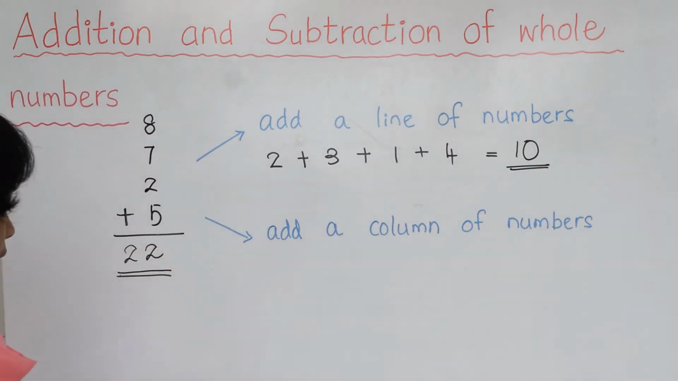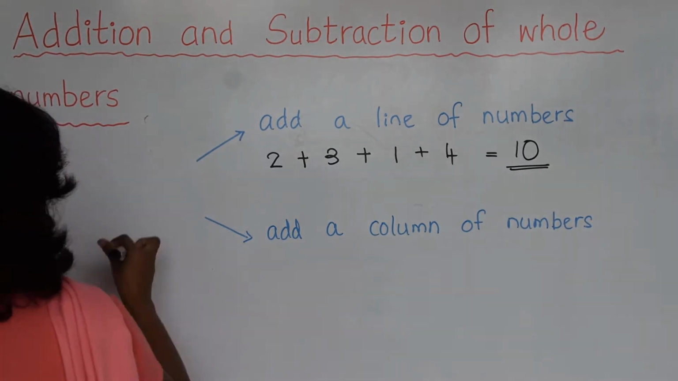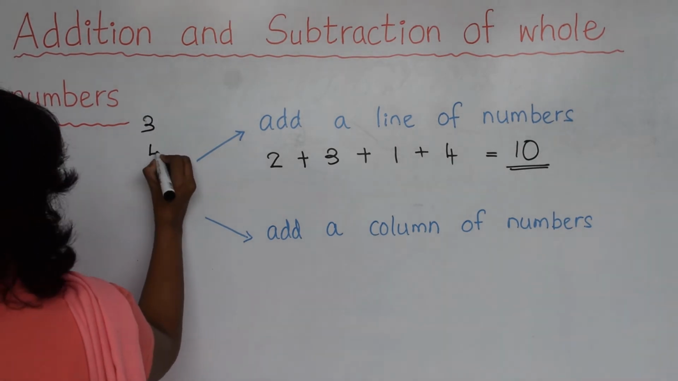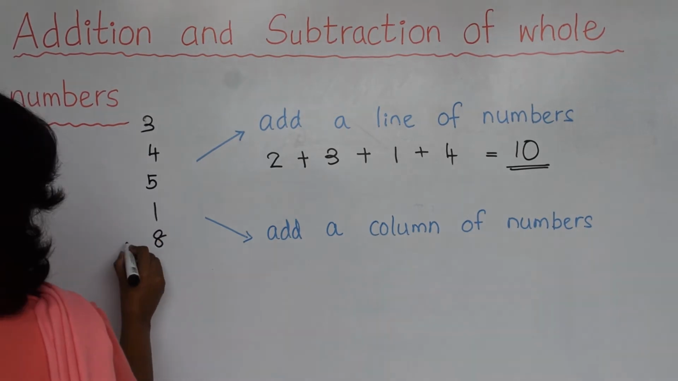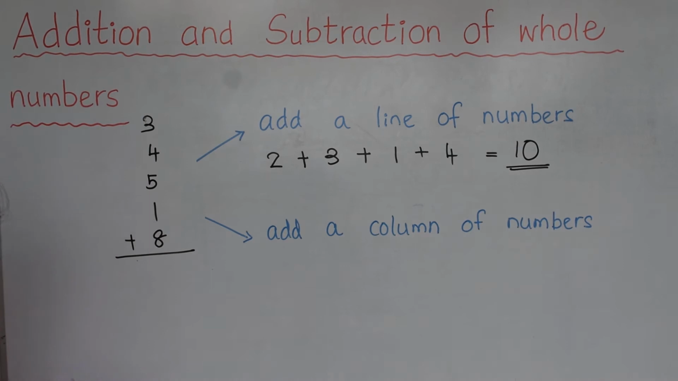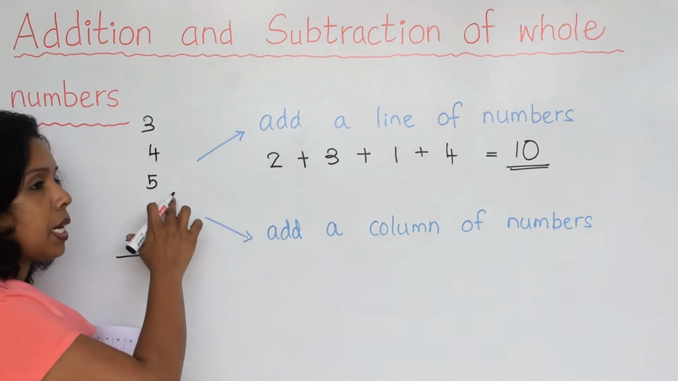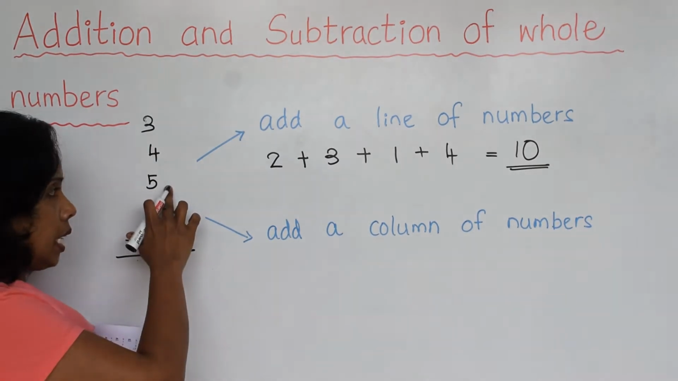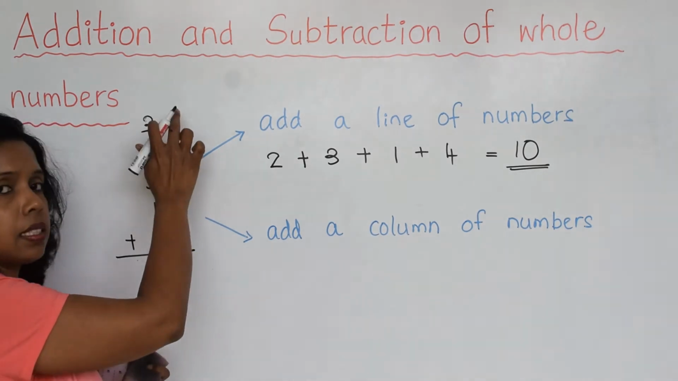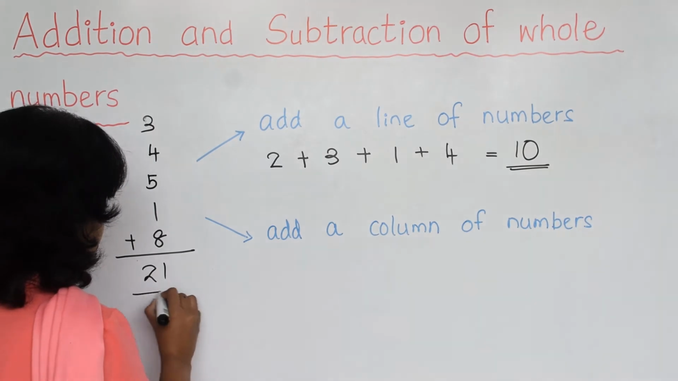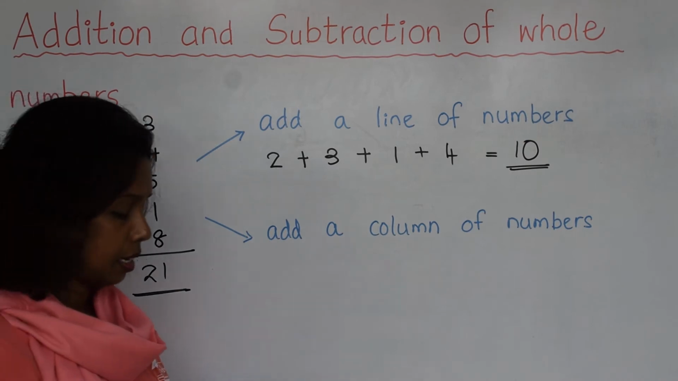Right? Let's say if it is a column like this, 3, 4, 5, 1, 8. Now what you want to do? You want to start from the bottom. 8 plus 1, 9. 9 plus 5, 14. 14 plus 4, 18. 18 plus 3, 21. Right? So from the bottom we started, right?